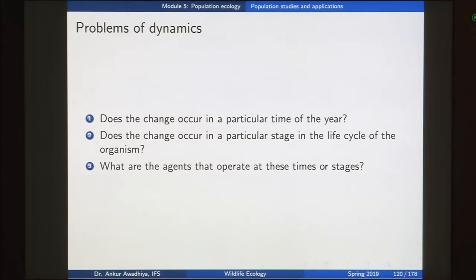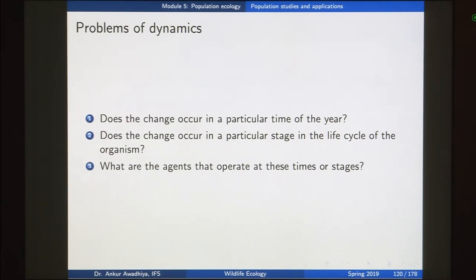Does this change occur in a particular time of the year? So, if you are looking at a swarm of these insects, are they coming in a particular time of the year? That would give you an indication of what the reproductive periods are for this particular insect. The second is the changes that we are seeing. We did not see a change in the last 15 years, and this year we are seeing a change.